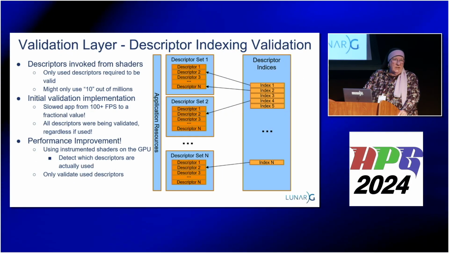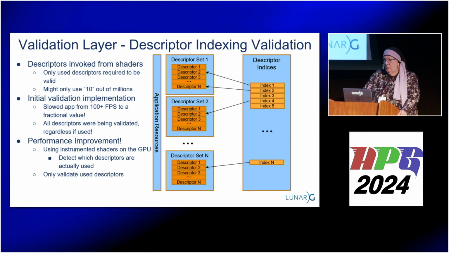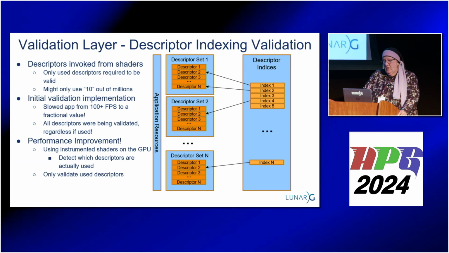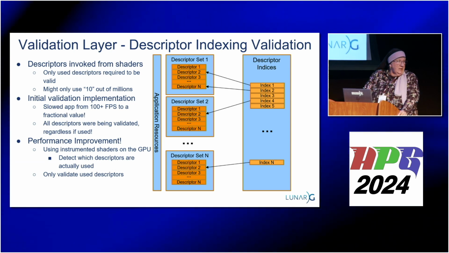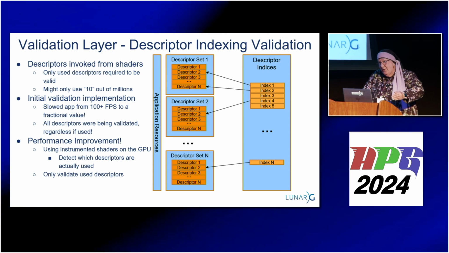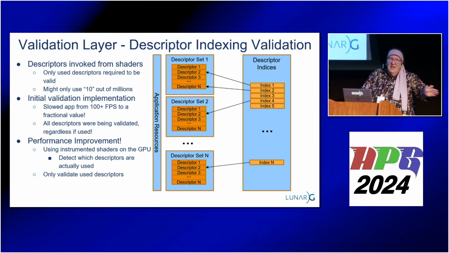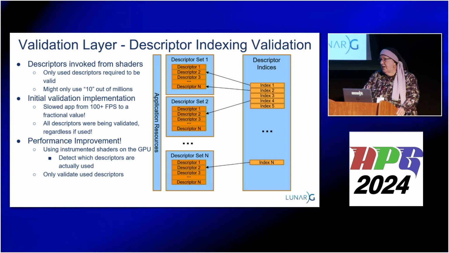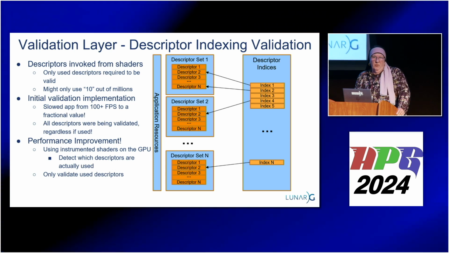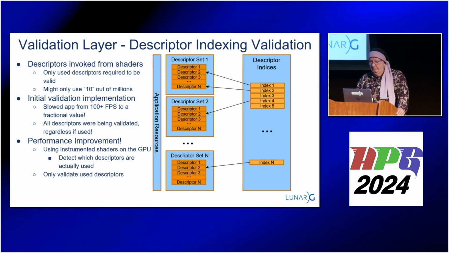We started using our GPU-assisted validation. We'd instrument the shaders on the GPU to detect which descriptors are actually used, and then only validate those. So there had to be a passback from the GPU. Use this one for the validation. Okay, now we'll go validate that one. Got some very significant performance improvements from it. That project was a very interesting project, but it took about a year to complete it.